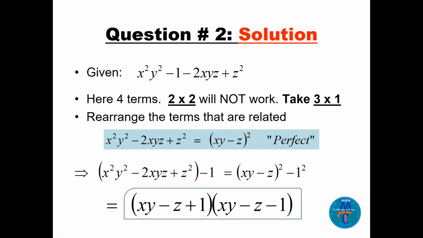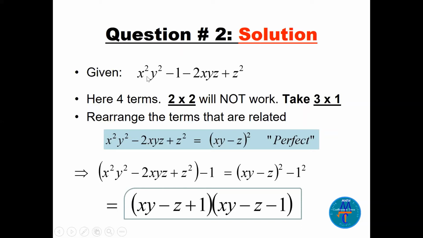Now, let's go. So here in these 4 terms, I explained that 2 and 2 will not work. So let's try 3 and 1. If I take x squared y squared, minus 2xyz plus z squared, these 3 terms, and then I leave the minus 1, that will be perfect. Maybe a tricky question. This is like something squared: xy, minus 2 times xy times z. You know the formula: a minus b squared is a squared minus 2ab plus b squared. So we call this a perfect square.